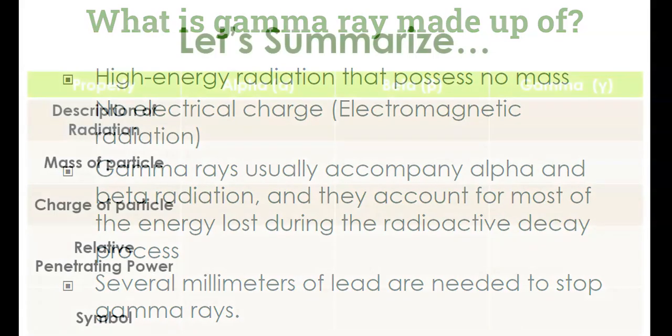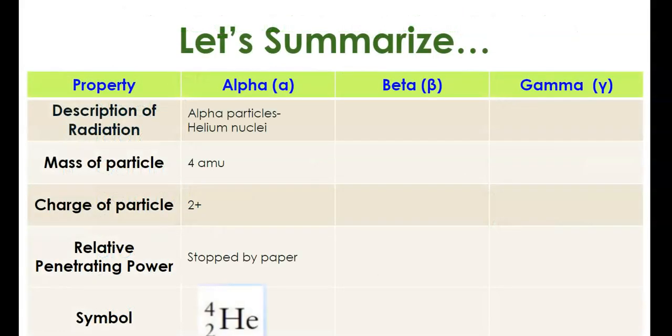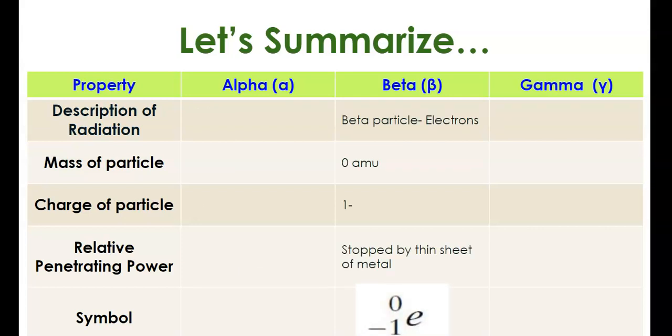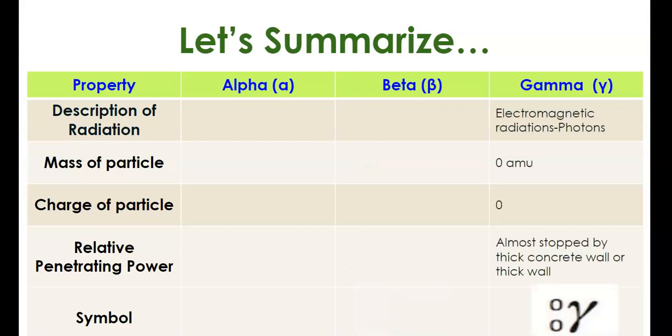Okay, so to summarize, alpha particles are basically helium nuclei with a mass of 4 and a charge of 2. They can be stopped by paper, and this is how we would represent them in a chemical equation. Beta particles are electrons with no appreciable mass. Of course, they have mass, but it's so small that we say it's negligible. A charge of -1, and that's how we write them in nuclear equations. And finally, gamma particles are basically just high-energy photons with no mass and no charge.